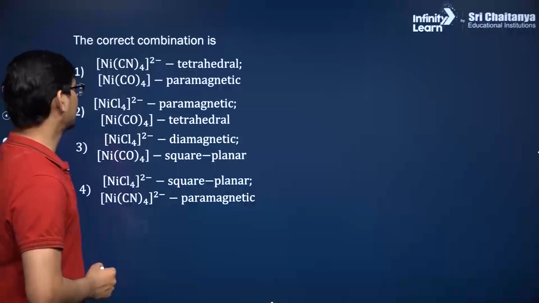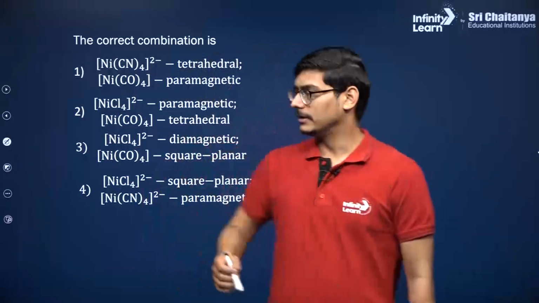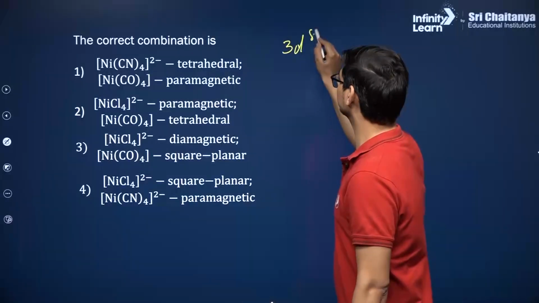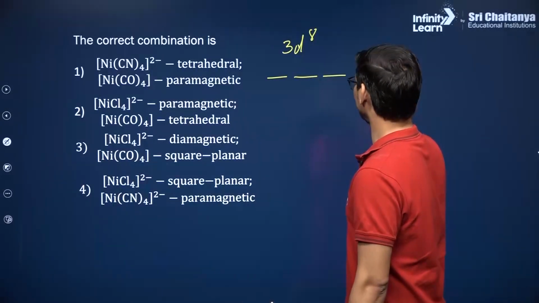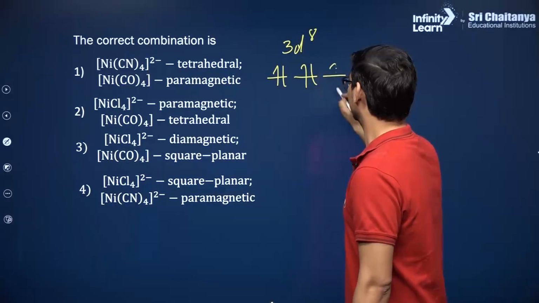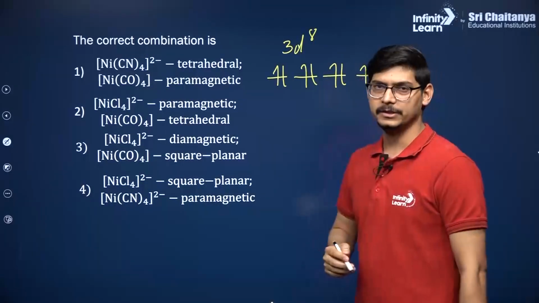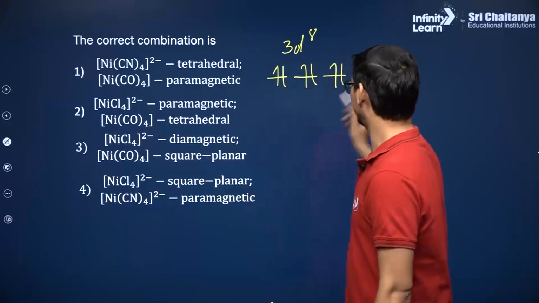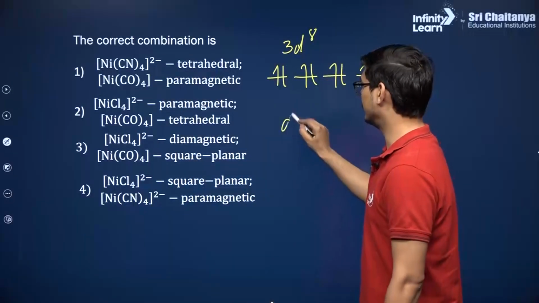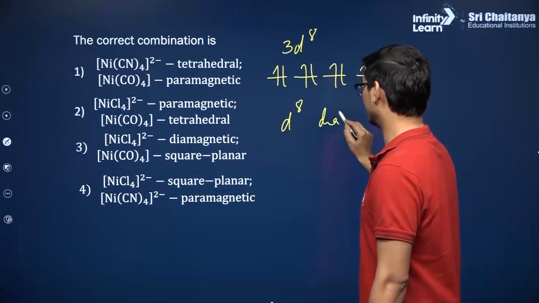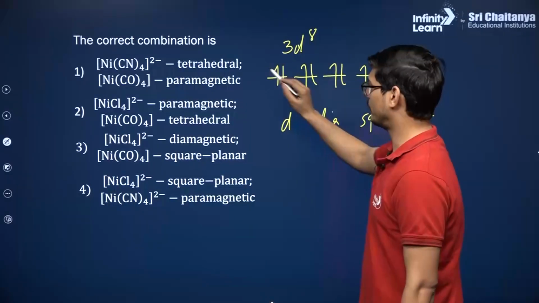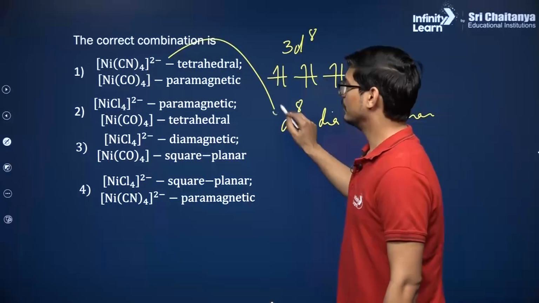In this question, the correct combination is, guys, so you should know that here the nickel is in plus 2 state, which is basically 3d8, right? So this is initially the configuration of d electrons in nickel, right, in the ground state. Cyanide is a strong field ligand, it will pair up the electrons. We will have d8, diamagnetic and square planar, right? This is for Ni(CN)4.